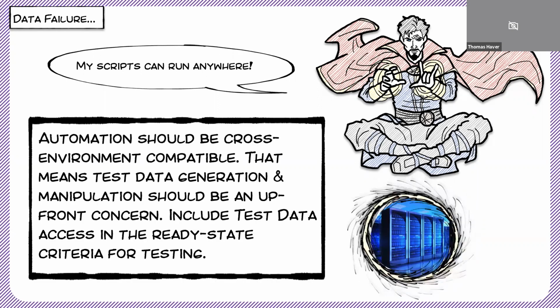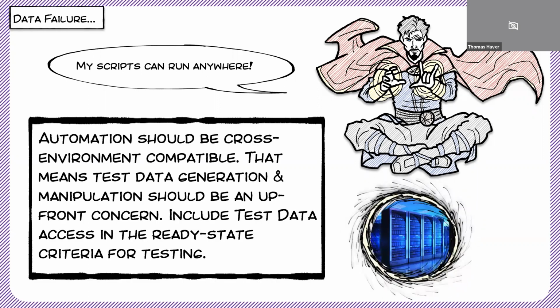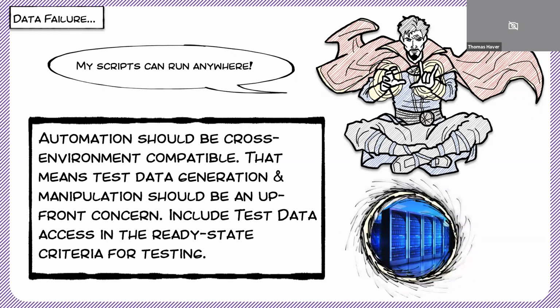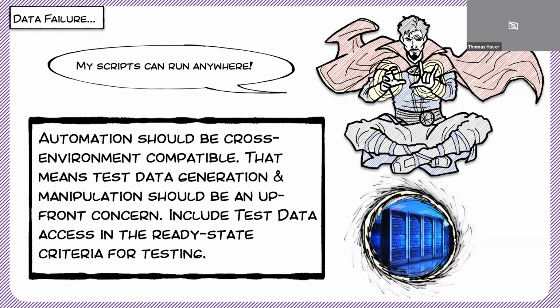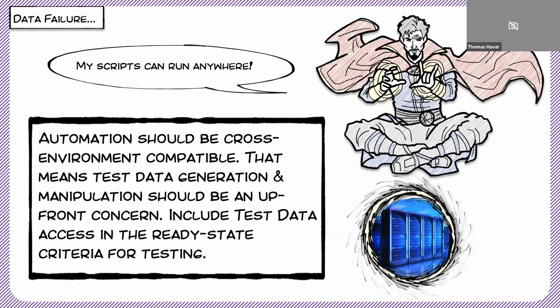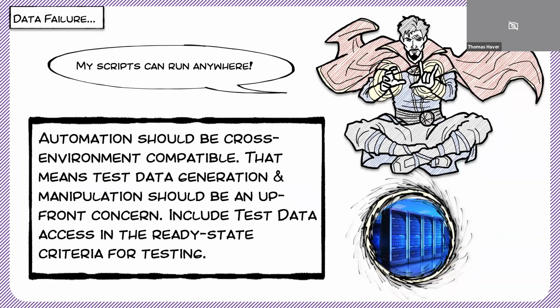So what you should do as an entry state criteria for working on automation is ensure that it is cross-environment compatible. That means test data generation and manipulation is an upfront concern. All the setup and teardown activities that a tester would do manually, or request out to other individuals for the backend or source systems, should be set up as automated tasks.